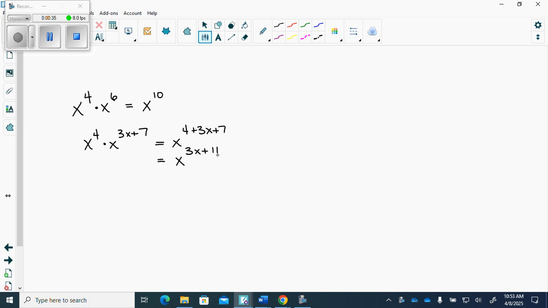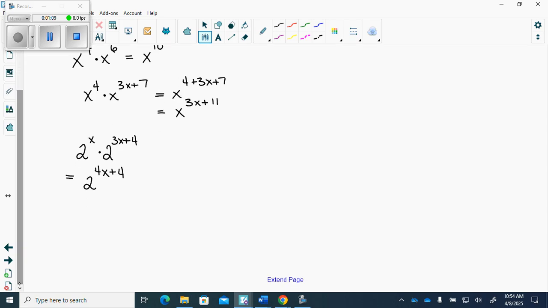All right. Those are with variables. What if I give you this? Same story. So what do we get down here? A 2. We don't get 4, right? We didn't get x squared. Base 2, base 2. We keep 2. And then what do we do with the exponents? Add them. So we're going to get 4x plus 4. Exactly. Okay, what happens if I do this?